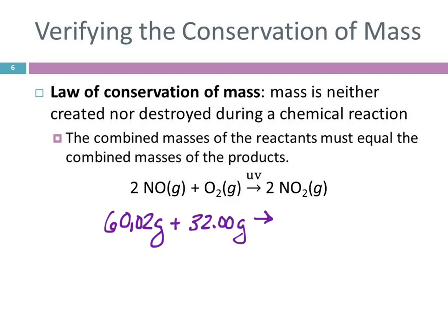And let's see if that equals the mass of 2 moles of NO2. That would be 2 times 16 plus 14.01. Each of these weighs 46, times 2, 92.02 grams of that. That was kind of high. Well, 60.02 plus 32 equals 92.02? It does. So that obviously is not proof of the law of conservation of mass, but I think it's helpful to look at.